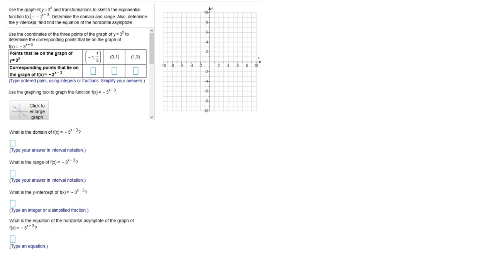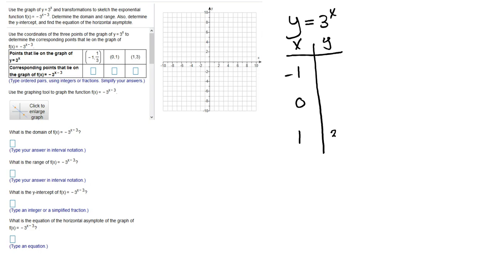This question says, use the graph of y equals 3 to the x and transformations to sketch the exponential function f of x equals -3 to the x minus 3. Determine the domain, range, the y-intercept, and the equation of the horizontal asymptote. So let's start off by graphing y equals 3 to the x. I'm going to make a chart. I'm going to choose my x values to be -1, 0, and 1. We'll substitute those in to get the y values.